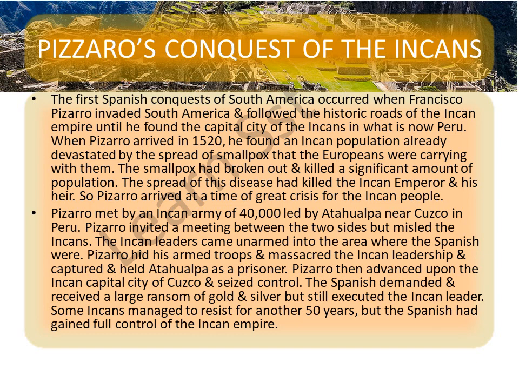Pizarro then advanced upon the Incan capital city of Cusco and seized control. The Spanish demanded and received a large ransom of gold and silver, but still executed the Incan leader. Some Incans managed to resist for another 50 years, but the Spanish had gained full control of the Incan Empire.